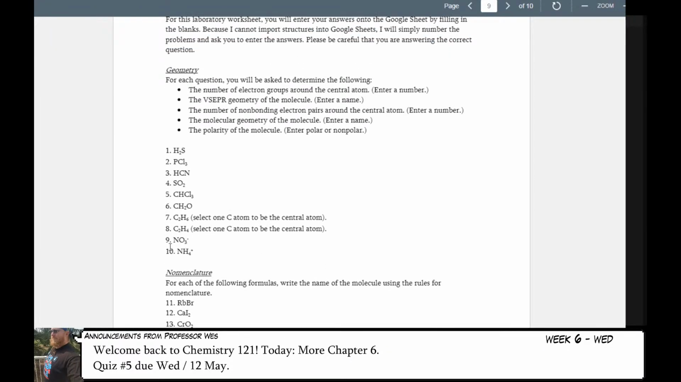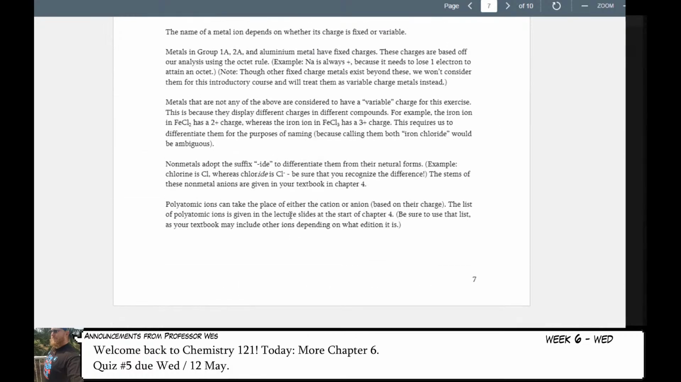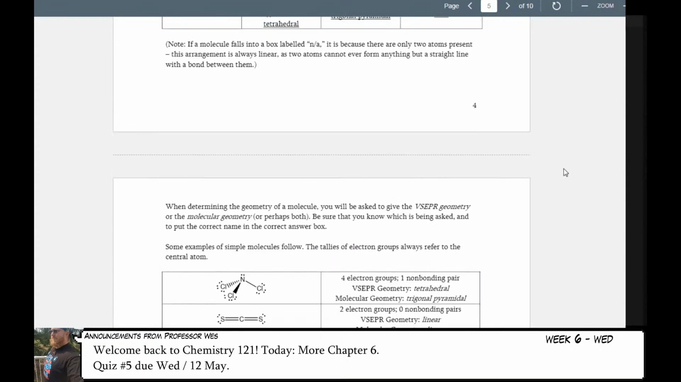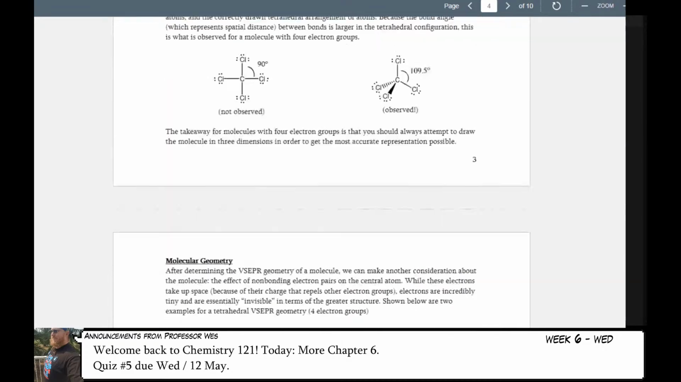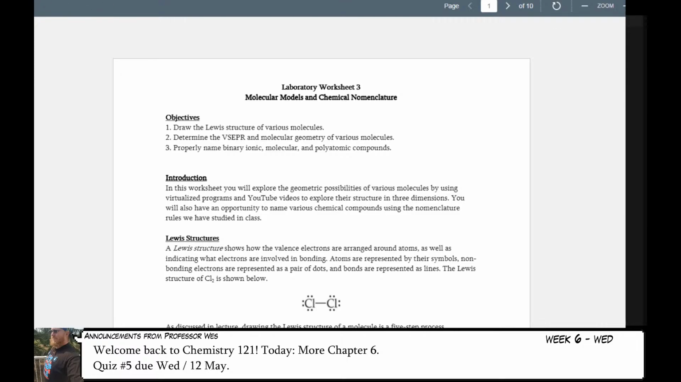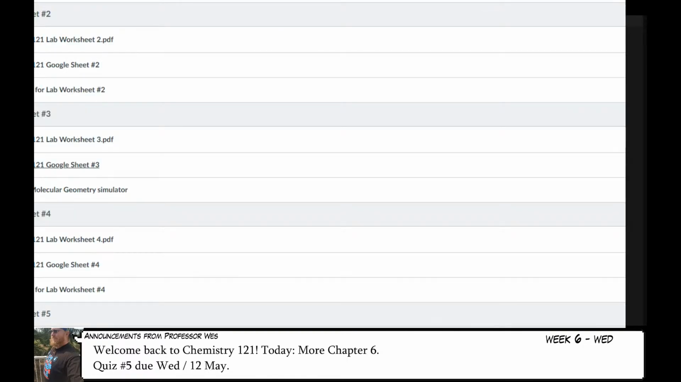So down here, I have 10 molecules that I want you to draw on paper to the best of your ability, and then play around with them. Then what I do is I give you a link somewhere in here. I give you MolView. I'm sure I do. Do I? Oh, I give you the molecular geometry simulator. I must be thinking of 131. Okay. We'll just click on this. This is fine.